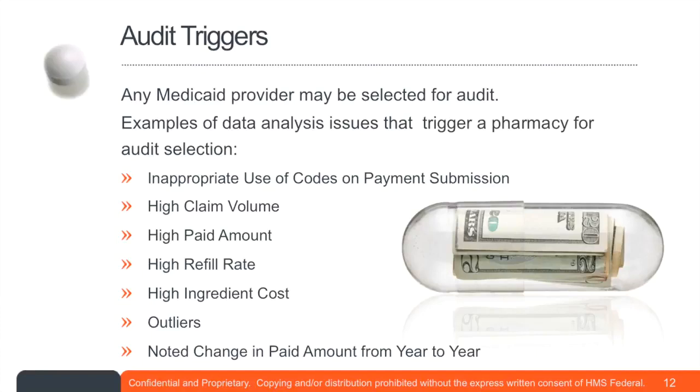Maybe a high refill rate, and that's again something that is data driven from the information that comes in during adjudication. High ingredient costs, that's listed. I already talked about different outliers, and I also talked about a noted change in the paid amount, not only the paid amount, but even the amount of claims that are processed from the previous year.